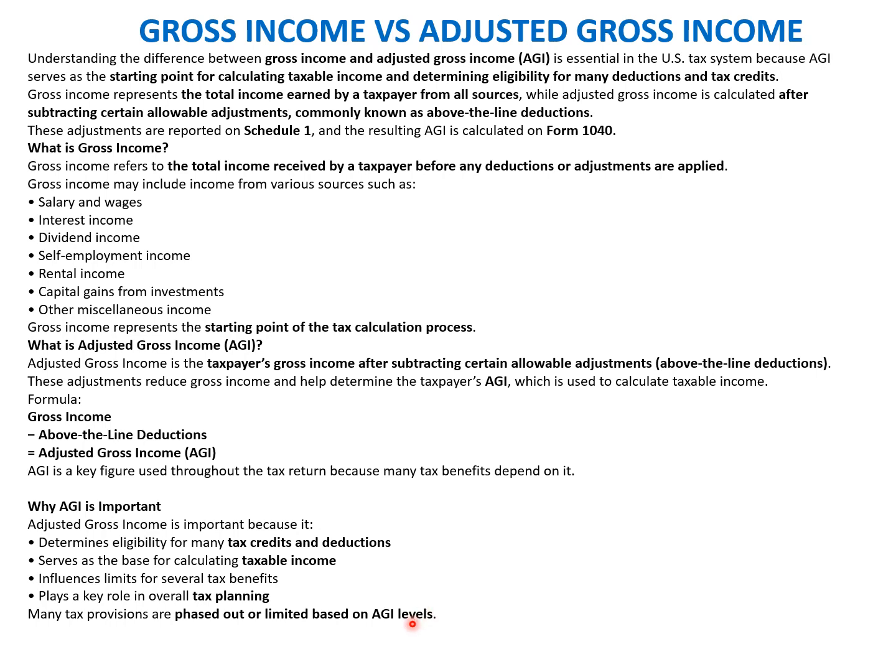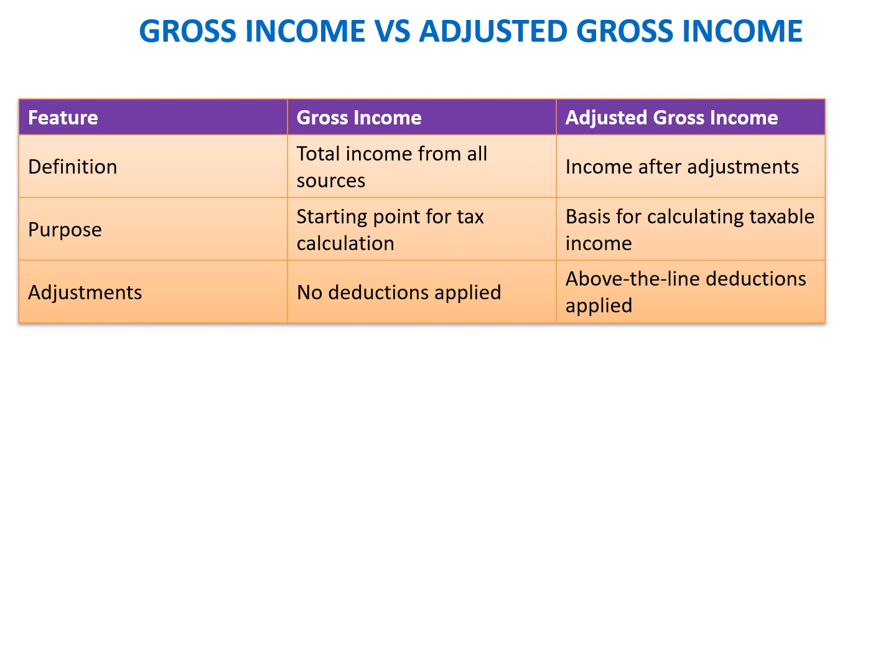So we'll move to the next slide and see a comparative table between the gross income and the AGI. This table speaks about the differences between the gross income and the adjusted gross income. In definition, gross income is total income from all the sources. Adjusted gross income is the income after adjustment. The purpose of the gross income is the starting point of the tax calculation, and adjusted gross income is the basis for calculating the taxable income. For adjustments, no deductions are applied in the gross income, and above the line deductions are the deductions that are applied to calculate the AGI. So we'll move to the next slide.